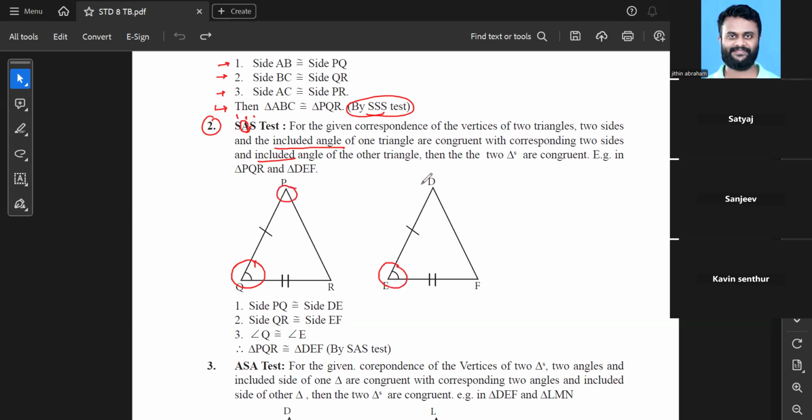Well, if you are saying that this is congruent to this, that is not useful for us. But if these two are congruent, then it is useful for us because the angle should be between the sides. Then you will write three lines. This side is congruent to this side, this angle is congruent to this. Hence, the triangle is congruent to the other triangle by SAS test. So the first test was SSS, the second test is SAS.